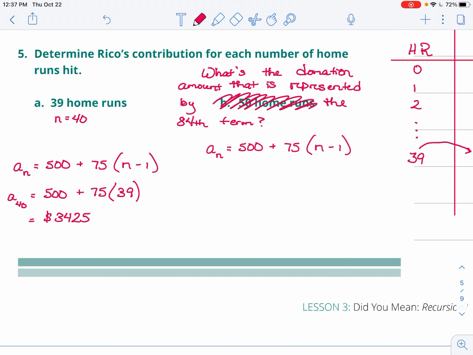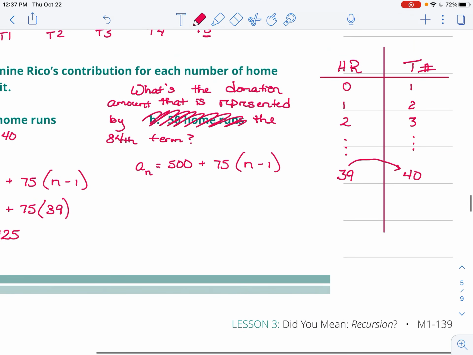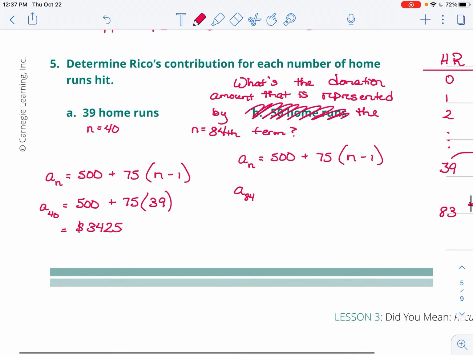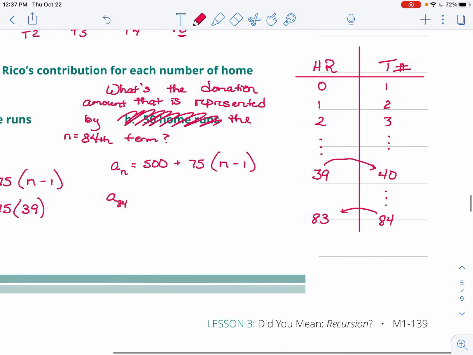But I need to be careful here. If I'm telling you the 84th term, it's working backwards this time. That means there have been 83 donations after my initial donation. There have been 83 home runs. It means I am finding A sub 84 because n is your term number. So before, the thing I gave you, you would change it by 1. Pay attention to what's given to you. Are you given a context thing of home runs, or are you given a sequence thing of the term value?